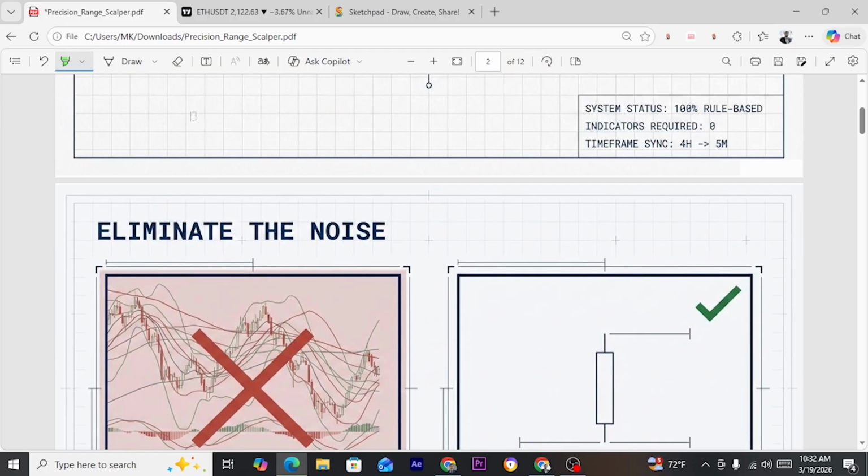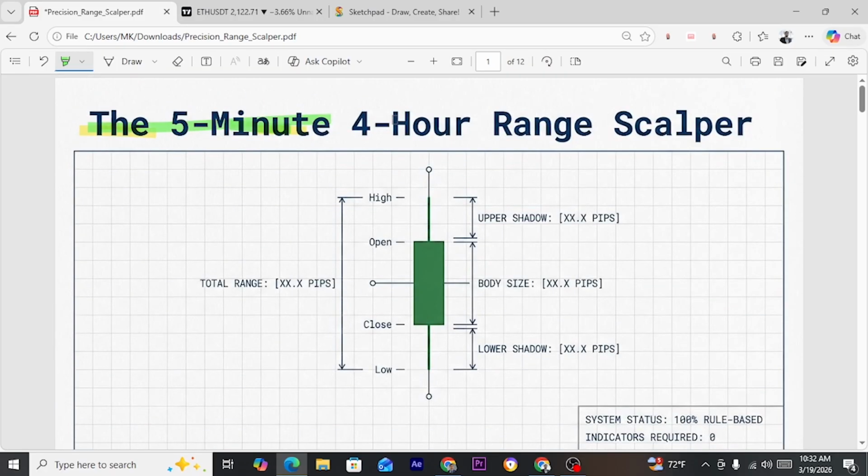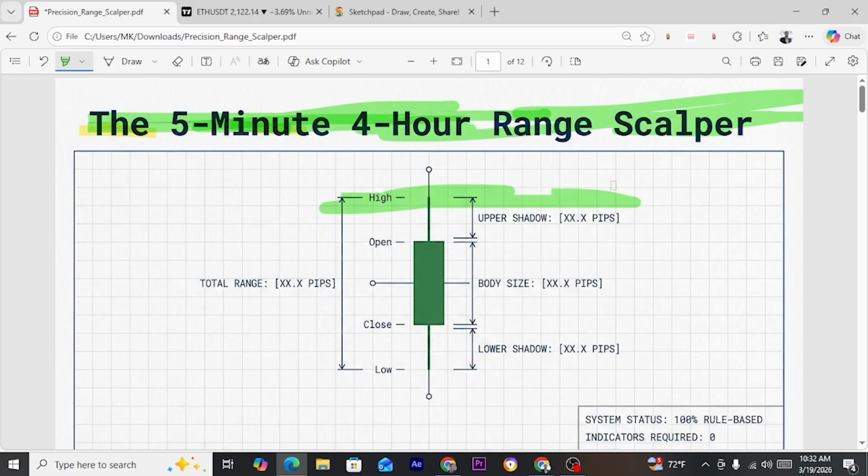Step 1 is marking your territory. You need to identify the high and low of the first 4-hour candle. So as I shared a PDF, you can see the 5-minute 4 hours range scalper. So we have to understand what is the meaning of that.